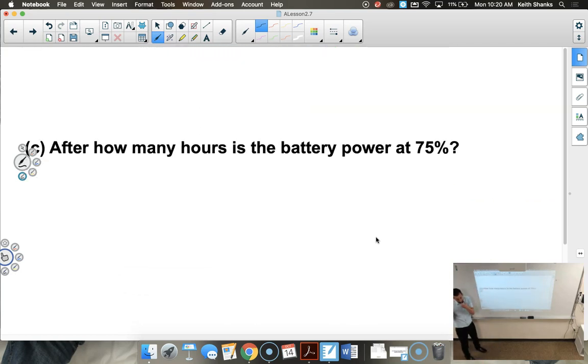You have to read the whole problem to understand, so we're going to back up and go back and forth. But after how many hours? So they're asking us for how many hours. Can you guys look at the top? What letter represents how many hours? X does. So what are they asking us to find? X. Is the battery power at 75%? They gave us a number. What represents battery power? Y. They're giving us Y, and they're asking us for X.